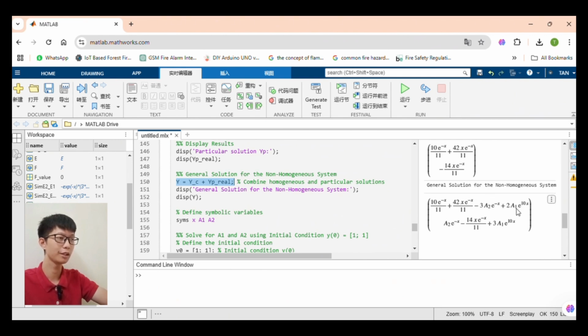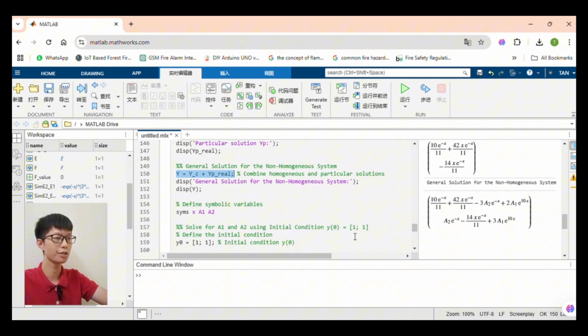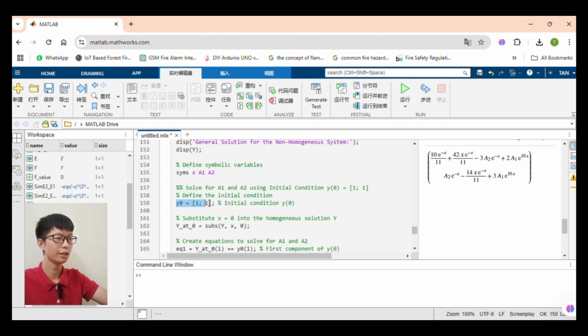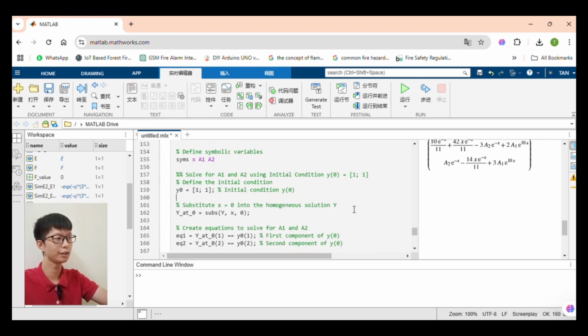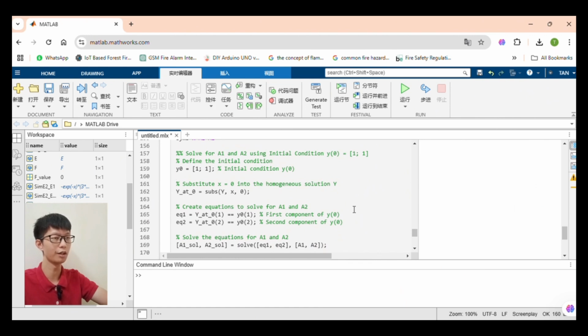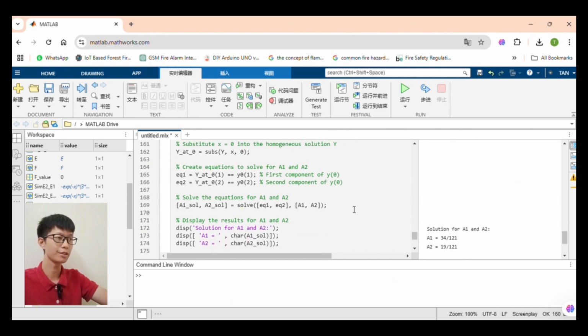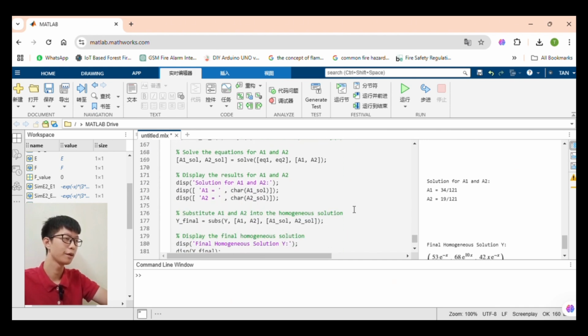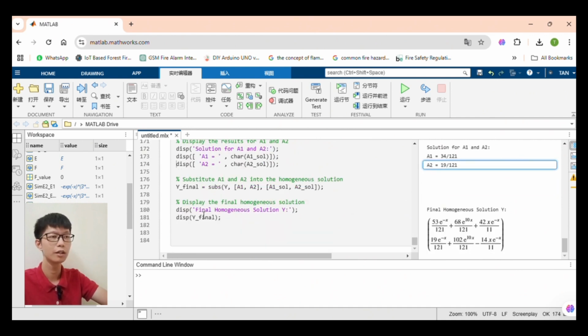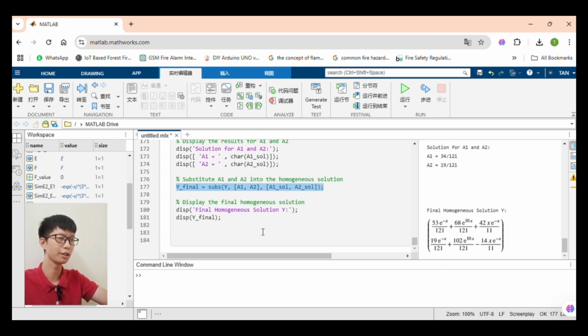Here we can see that there are still the unknowns A1 and A2. In this question, the initial condition is x equal to 0 and y equal to 1. By solving these equations, we can get the values of A1 and A2. A1 equals 34 divided by 121, and A2 equals 19 divided by 121. Substituting A1 and A2 back into the Y formula, we get the final Y here.